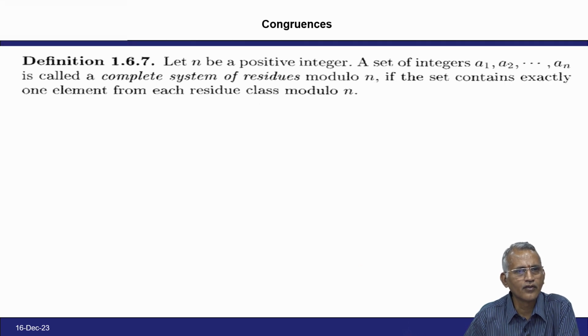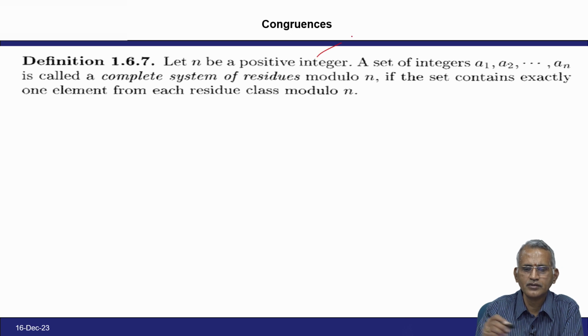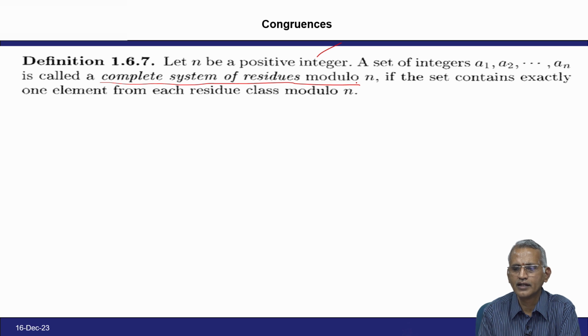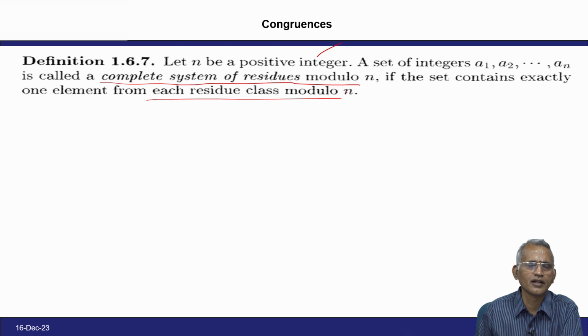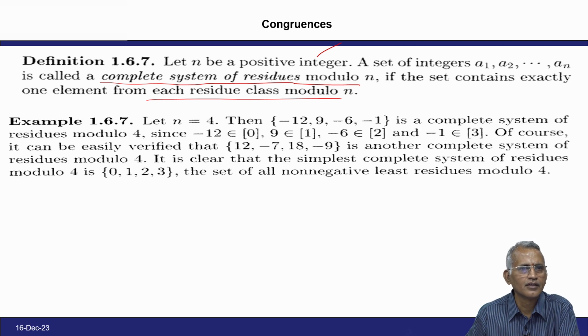In continuation of congruence and incongruence, let us discuss the complete system of residue. Let n be a positive integer. A set of integers a1, a2, and so on up to an is called a complete system of residue under modulo n if the set contains exactly one element from each residue class under modulo n. For example, take n equal to 4.